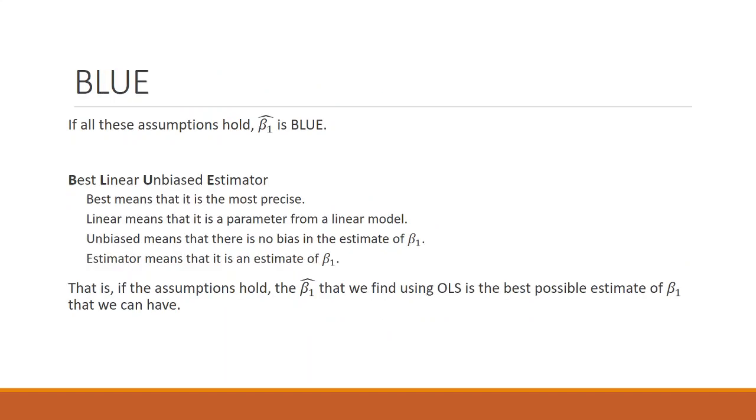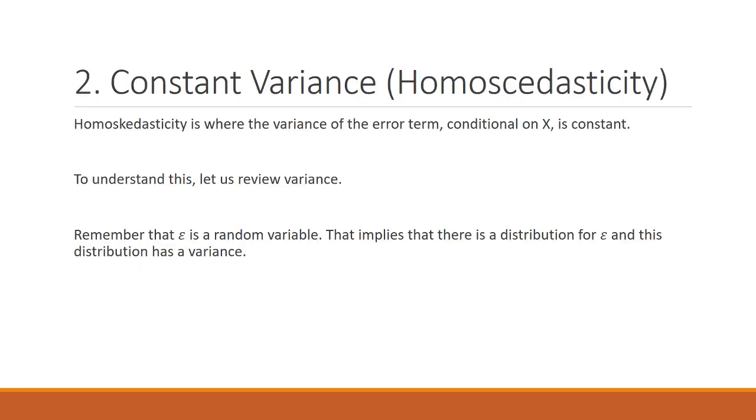Like I said before, if all of the assumptions hold, then beta hat, our estimate of the true beta, is BLUE, the best linear unbiased estimator. So what is heteroscedasticity? Let's get into it. We're talking about the second assumption, the constant variance assumption. This is the homoscedasticity assumption.